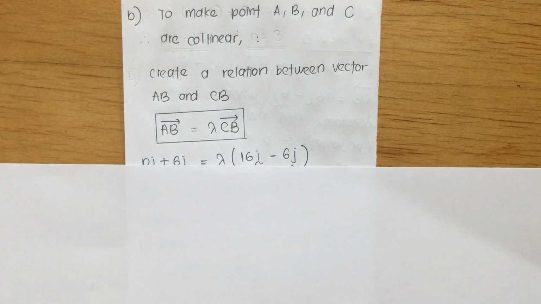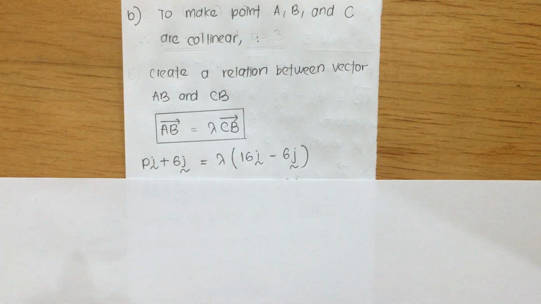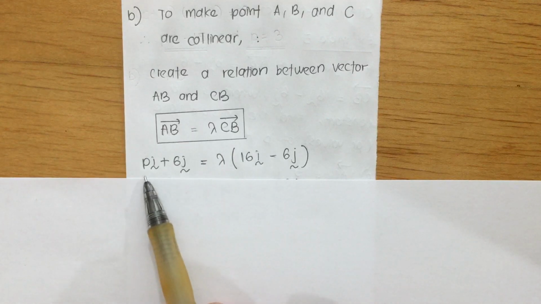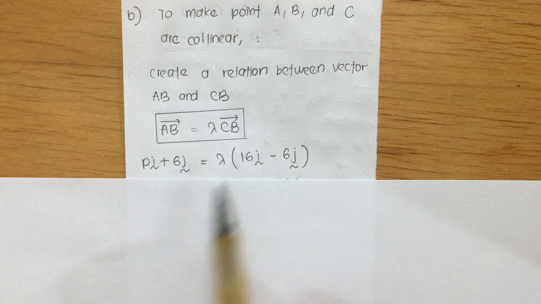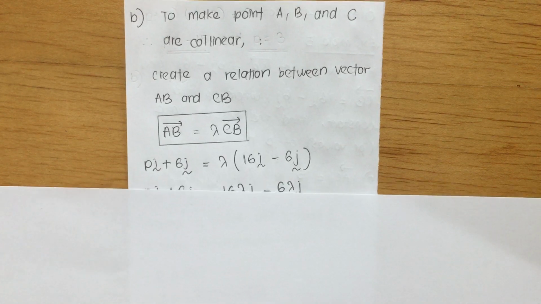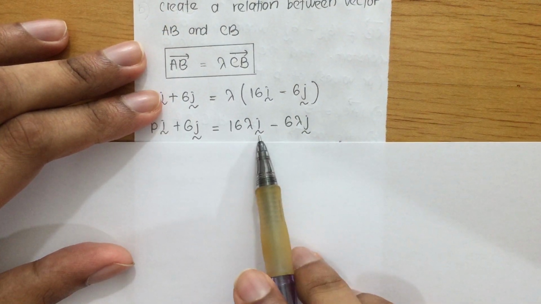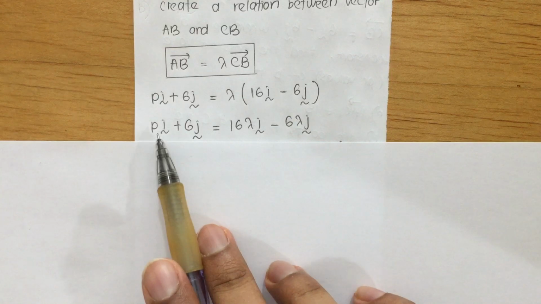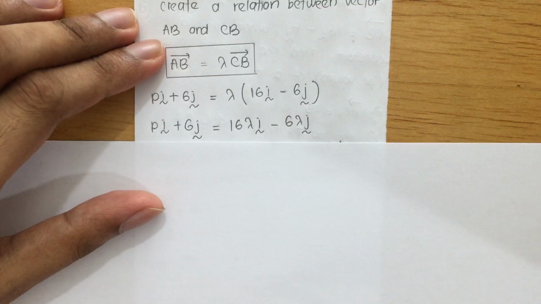Okay, what we're going to do in the next step is substitute in all the respective vector values over here. Vector AB is pi plus 6j. Vector CB is 16i minus 6j. So when you combine them, you get pi plus 6j equals lambda in a bracket, 16i minus 6j. You multiply in the lambda, so you get pi plus 6j equals 16 lambda i minus 6 lambda j. Okay, we're going to compare the components i and j respectively. Continue to the next step.